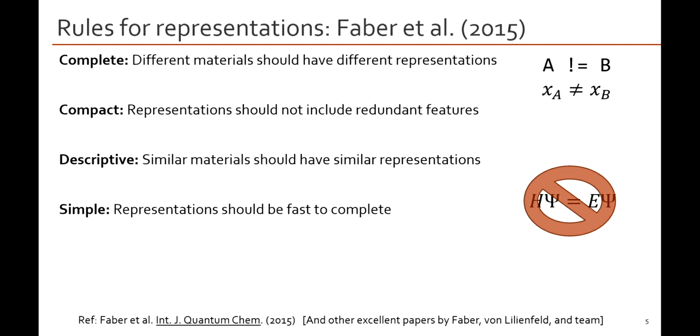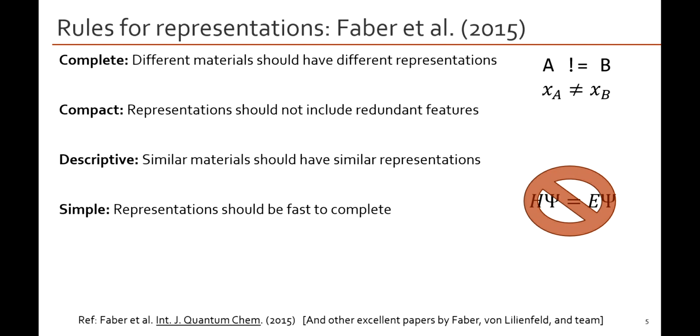Another thing is I want these features to be simple. Really, they need to be fast to compute, so I don't want to use something necessarily like density functional theory to describe a material if that's going to be too slow, to the point that building the machine learning model is going to be arduous and running it is going to be too slow for the kinds of problems that I need to solve.